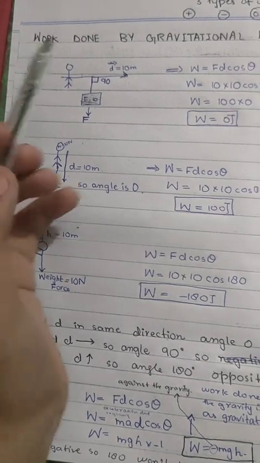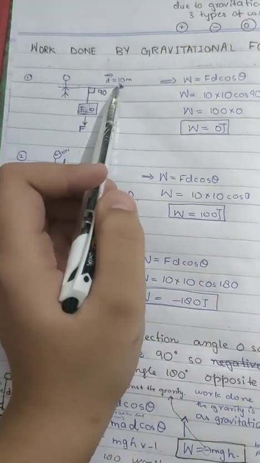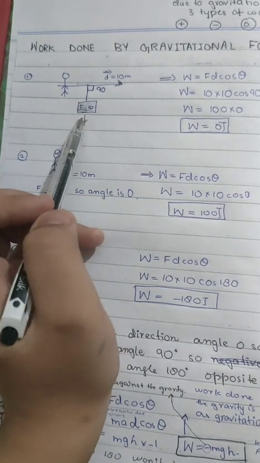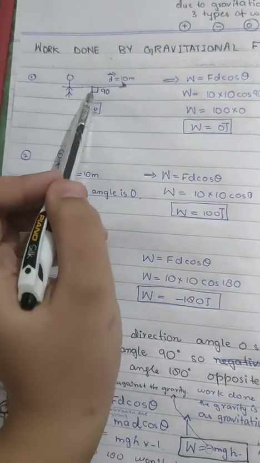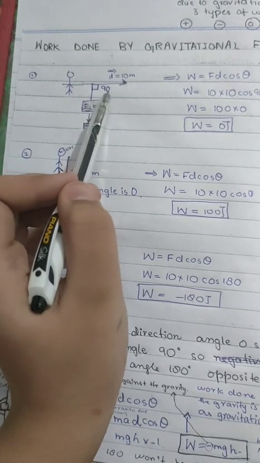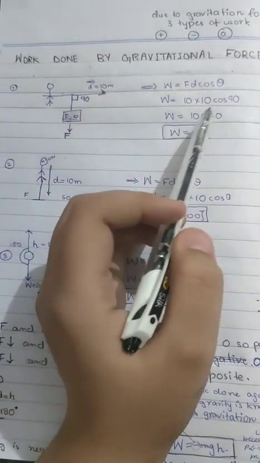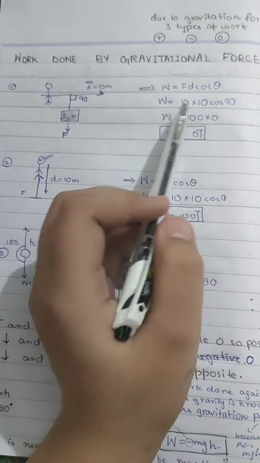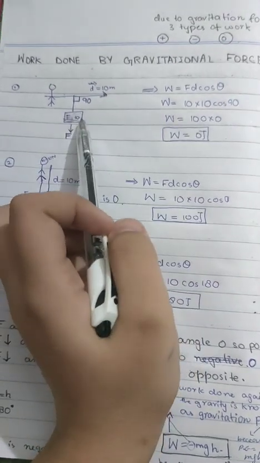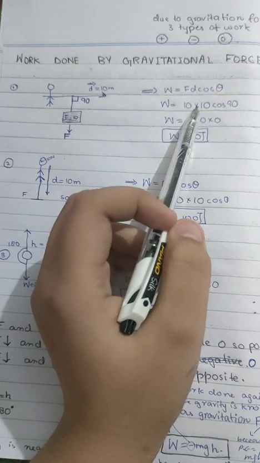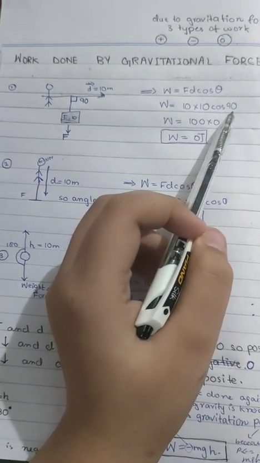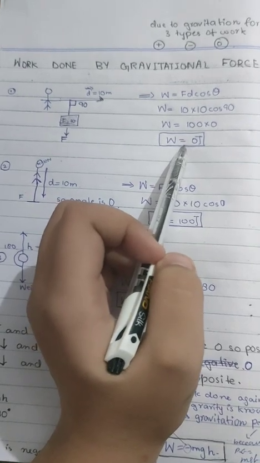So if the person is going in the forward direction and the bag's force is in the downward direction, they make an angle of 90 degrees. Here we use work equal to Fd cos theta. This is the formula of work. We have 10 Newton force and 10 meter displacement, and as we know cos 90 is equal to 0, so the answer will be 0 joule.